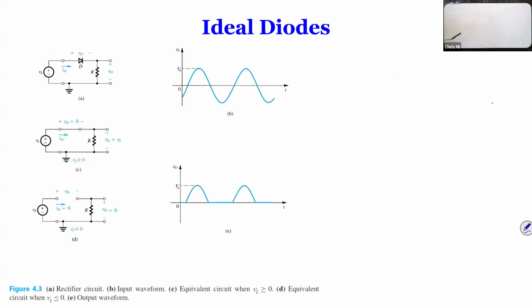sinusoidal waveform. On the top circuit, you see the VI is sinusoidal, which is sometimes positive, sometimes negative. Then you have a diode and you have a load resistance. In this case, we know that when the voltage is positive, it will conduct current. And the voltage drop is 0 on the diode. So therefore, you will see a voltage VO at the output.